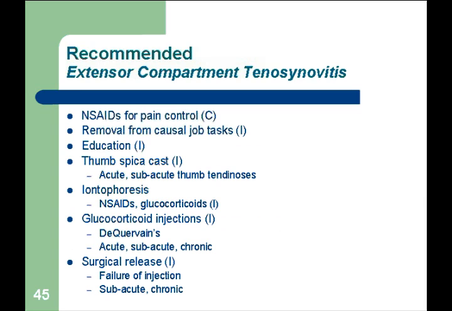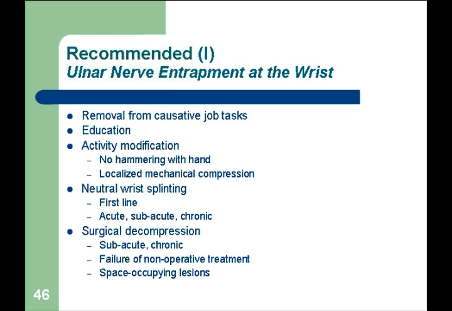Extensor compartment, this is primarily a de Quervain's tendonitis component. And again, non-steroidals do seem to help some. Modification to tasks, maybe. Education, maybe. Thumb spica, maybe. Iontophoresis, maybe. Glucocorticoid injections, maybe. Even surgical release, maybe. But I can tell you that in the patients that I do the surgery on, most get better. But if you look at the literature, insufficient evidence.